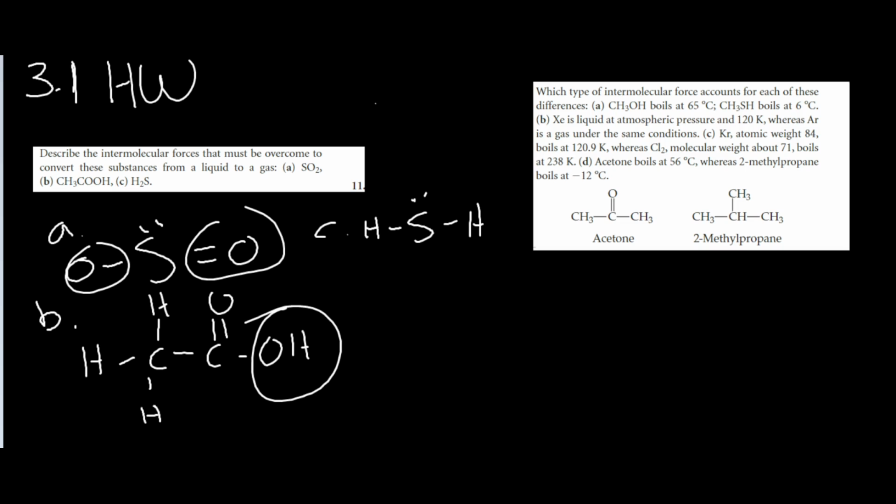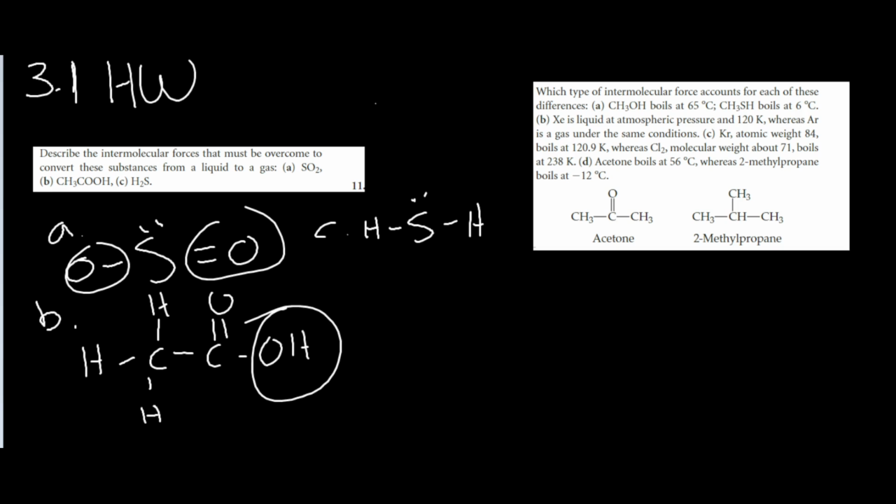Therefore, xenon will be liquid and argon will be a gas because argon has less force on it. With C, krypton boils at 120.9 Kelvin, whereas chlorine with around similar molecular weight boils at 238 Kelvin. So both of these gases are nonpolar with LDF forces. However, since chlorine gas has two atoms, it's much larger, therefore more polarizable. So for those reasons, chlorine has a higher boiling point just because there are two atoms increasing the size so much.